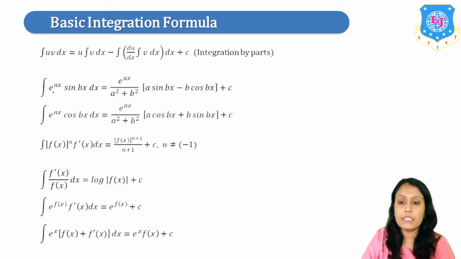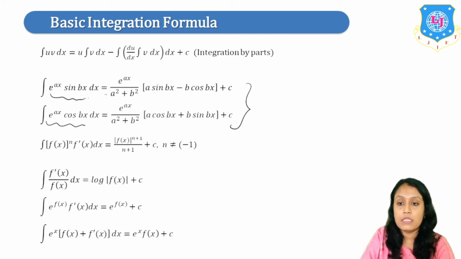Okay, now the next formula is integration e raised to ax sin bx dx. So whenever we have this combination e raised to ax with sin bx or e raised to ax cos bx, we have to apply this formula only. Okay, now the formula is e raised to ax upon a square plus b square. Now here we have sine, so first write down sine and then cos.